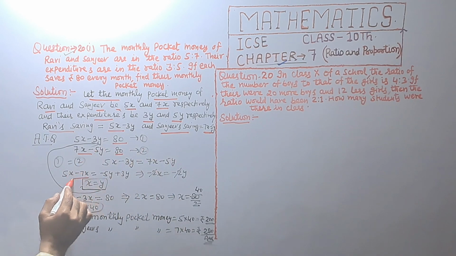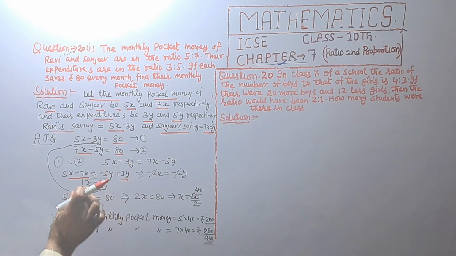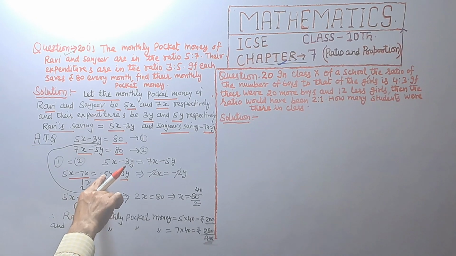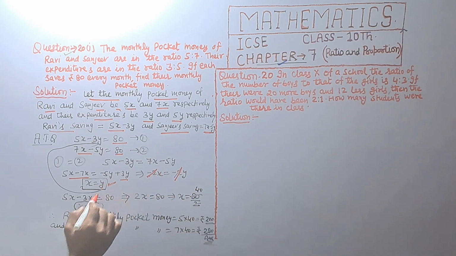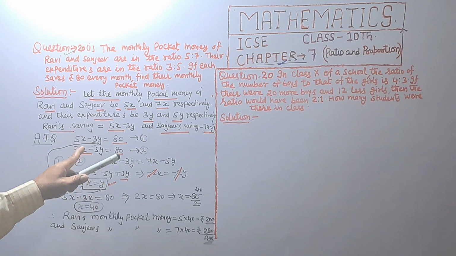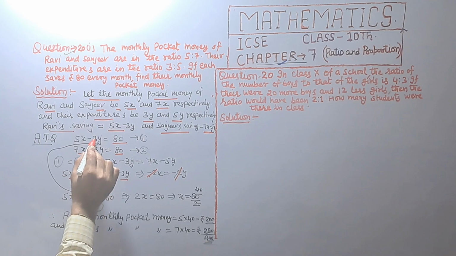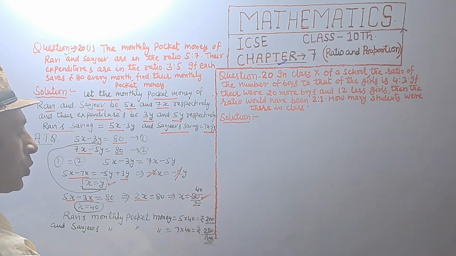Shifting 7x to the left side, this will be negative, and 3y shifting to the right side, this will be positive. Minus 7x plus 5x is equal to minus 2x, and minus 5y plus 3y is equal to minus 2y. Minus 2 is cancelled, x is equal to y, and we are putting y is equal to x in equation first. 5x minus 3x is 80. 5x minus 3x, that is 2x, is equal to 80, and x is equal to 80 upon 2, that is equal to 40.